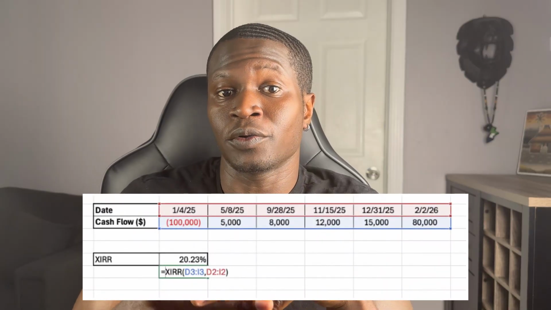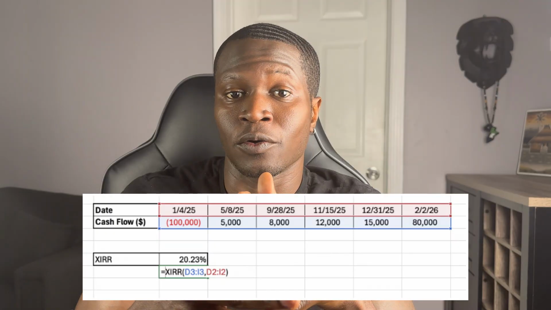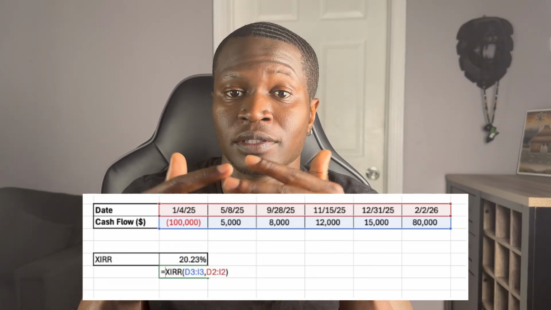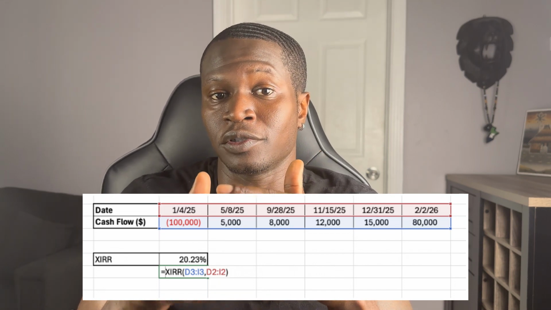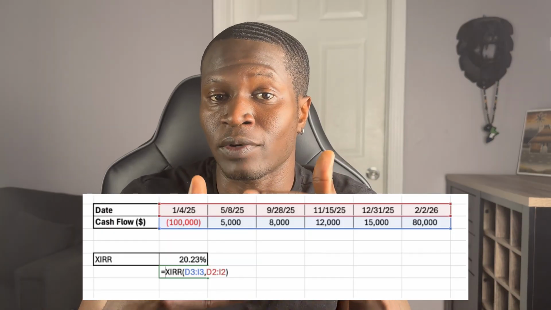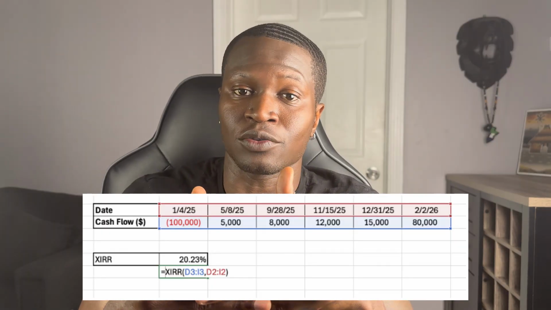All right, now here's an example in Excel. In this example, you have the dates and you have the values. These dates represent the time or the periods of the distributions, and the values are the distributions themselves. You can see you initially start off with an investment. You put in $100,000. That's why it's negative, because you're losing $100,000 by putting into the investment.